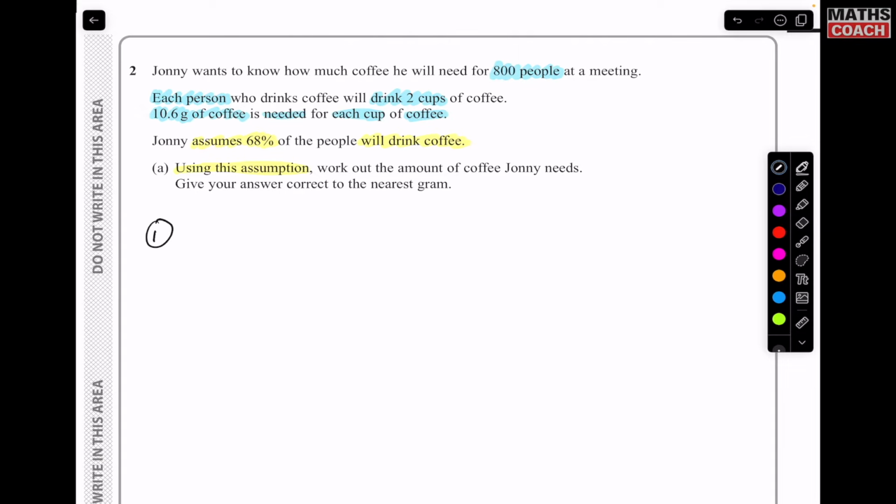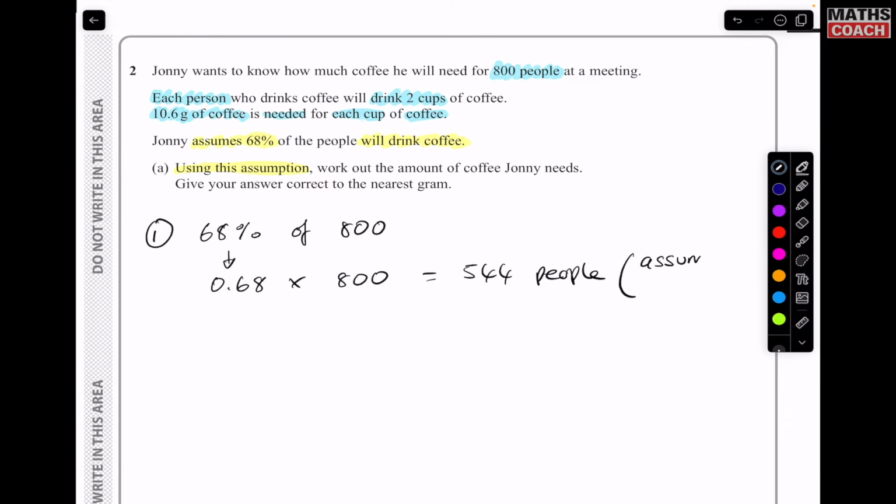Right, so step number 1, 68% of the 800 people. Let's find that. What is 68% of 800 people? Whichever way you use, guys, you could do 68 over 100 times 800, or you just use a multiplier for 68, which is 0.68 times 800. And that gives us 544 people. So this is the number of people that are assumed to drink coffee.